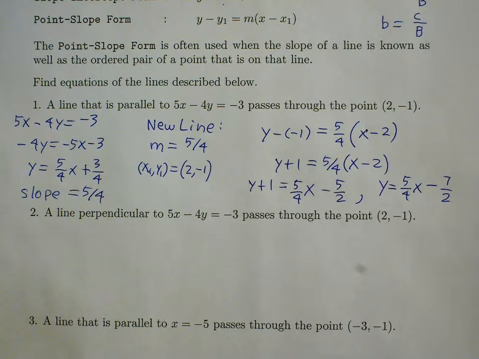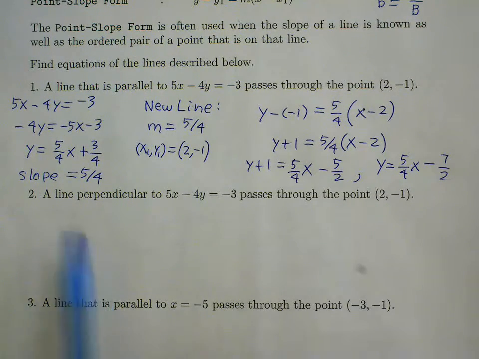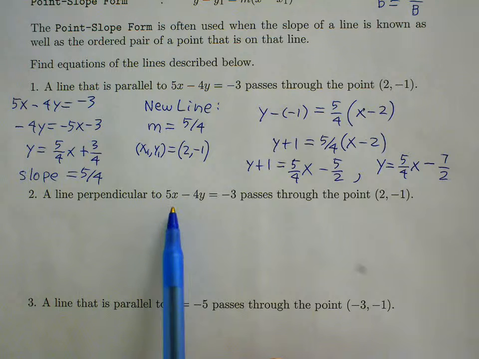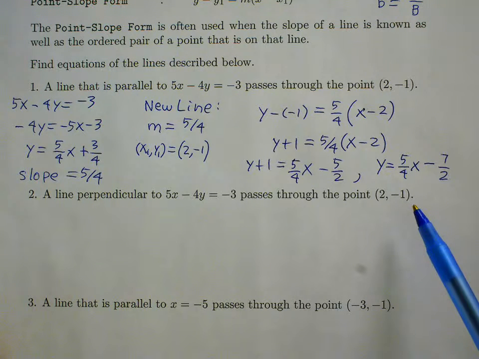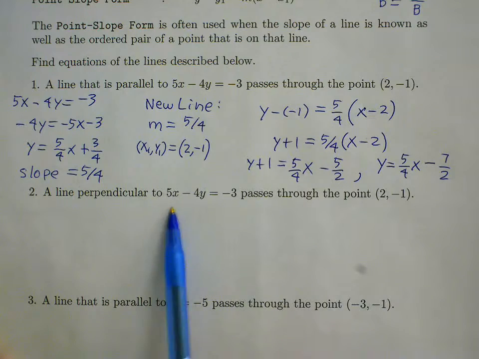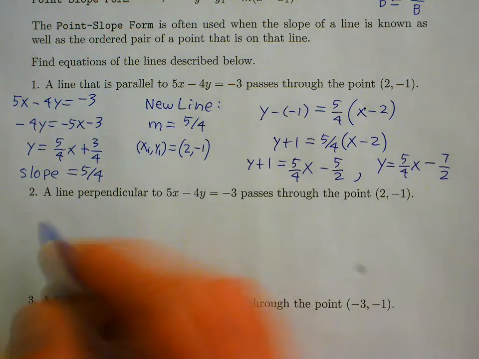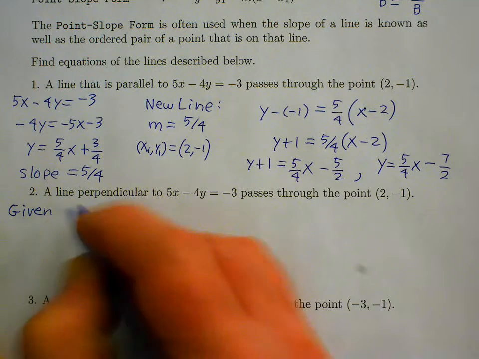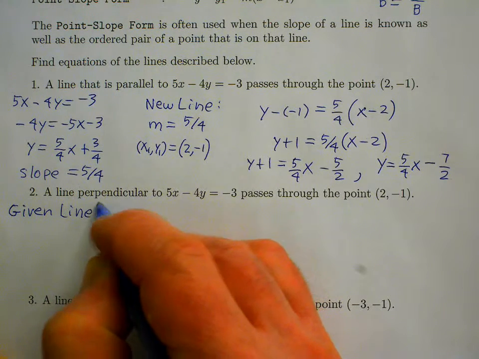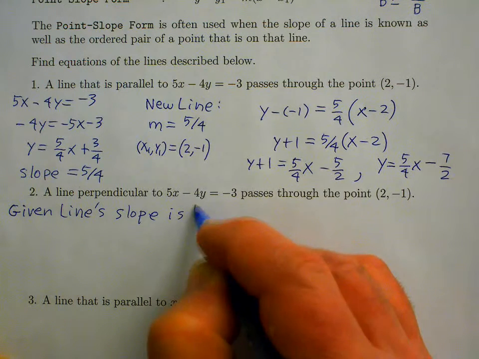Okay, the next problem, well, we have the same equation, but this time we want to find a line that's perpendicular to 5x minus 4y equals -3 that passes through the same point, 2, -1. Well, we already found the slope of this line in the previous problem, so we don't need to do it over again. I'll just write down that the given line's slope is 5/4.